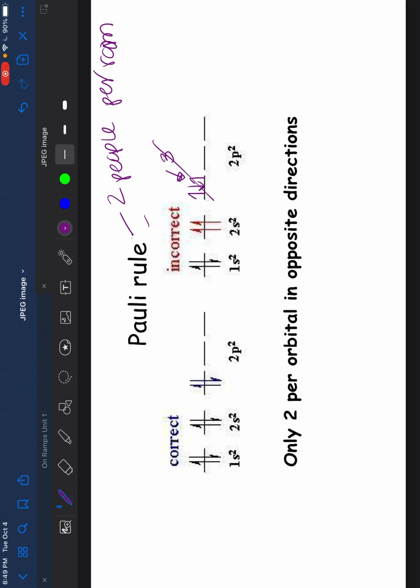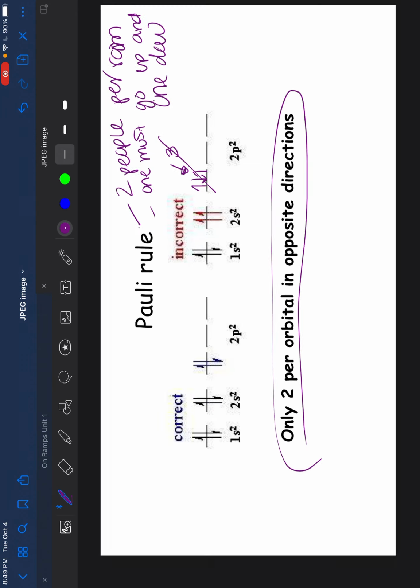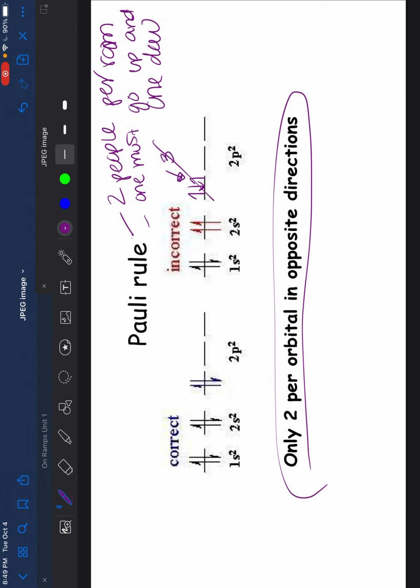He also says 1 must go up and 1 down. So only 2 per orbital, and they must be in opposite directions. And we are done.